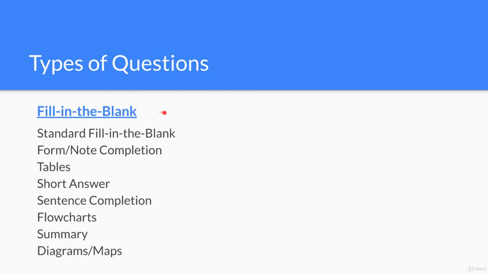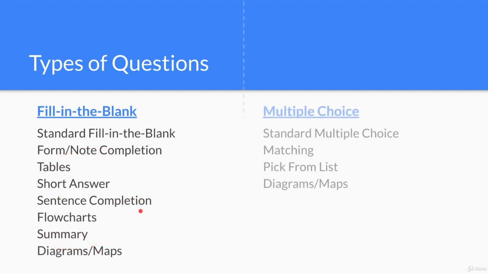So in the fill-in-the-blank question type, we have all of these different variations. You may have a standard fill-in-the-blank question type, a form or a note completion question type, a table question, short answer question, sentence completion question, flowchart question, summary question, or a diagram or a map question. So these are the different variations of the fill-in-the-blank.